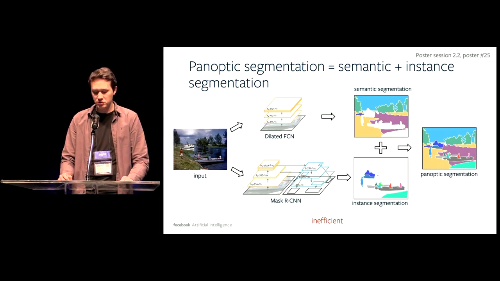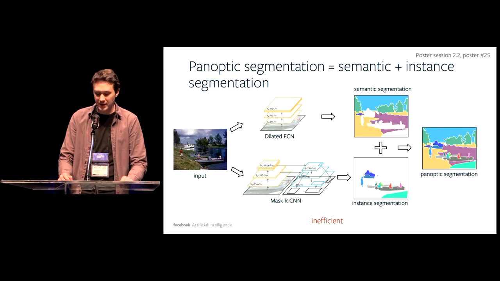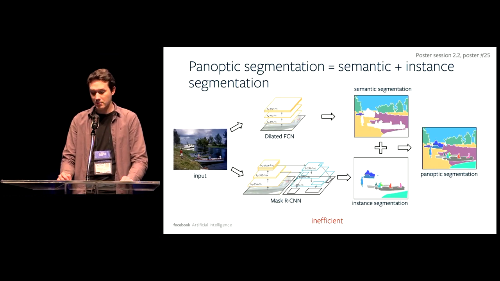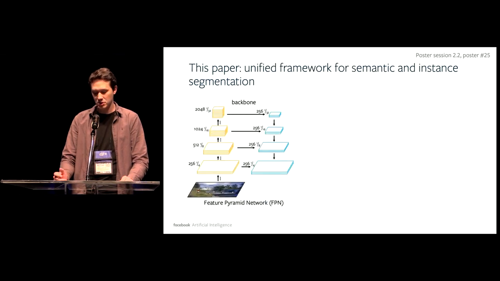While this approach is straightforward, the need to run two different networks makes the method very inefficient in terms of compute and memory usage. Moreover, this two networks approach makes it harder to build an end-to-end system on top of it. In our work, we propose a unified network architecture that produces semantic and instance segmentation simultaneously.